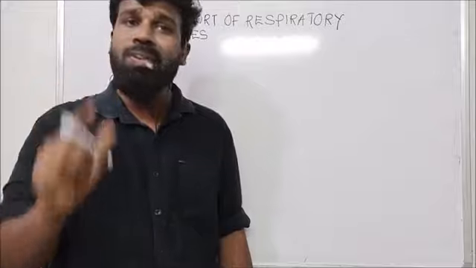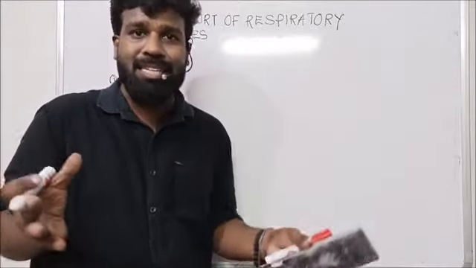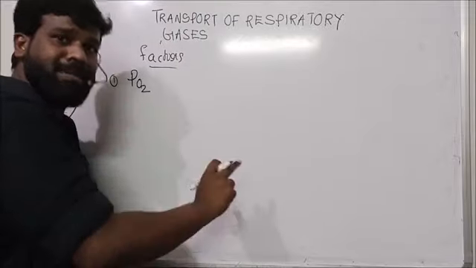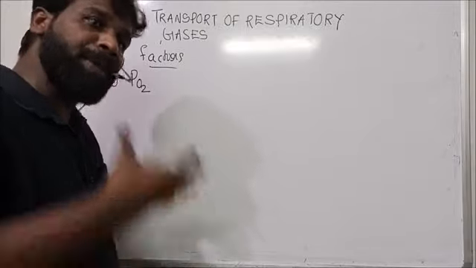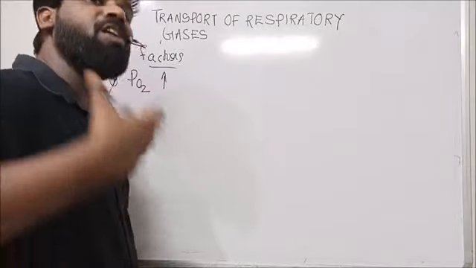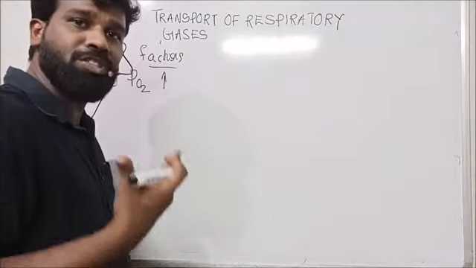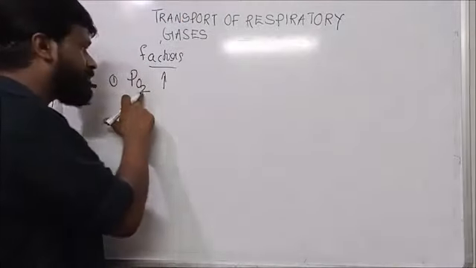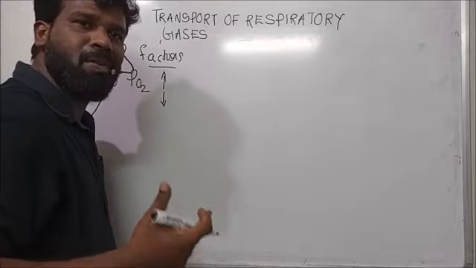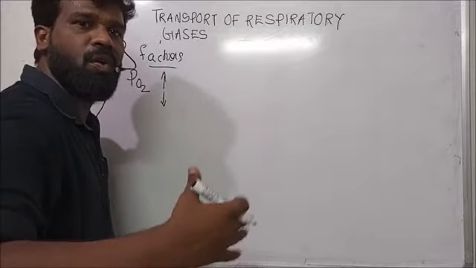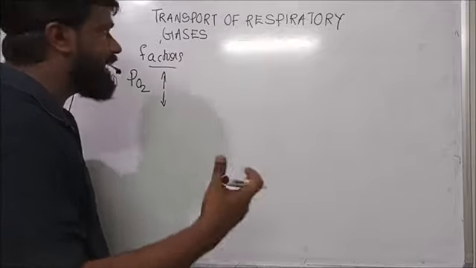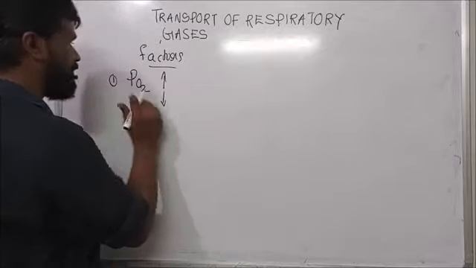Partial pressure of oxygen is the most important factor that affects the association and dissociation of hemoglobin and oxygen. So the first factor is partial pressure of oxygen. This is the most important factor because when PO2 increases, the binding of hemoglobin with oxygen also increases. That means the percentage of saturation of hemoglobin with oxygen also increases when partial pressure of oxygen increases. When this partial pressure decreases, the affinity of hemoglobin for oxygen also decreases, so the oxyhemoglobin dissociation will occur. So this PO2 is one of the most important factors which affect the association and dissociation of hemoglobin and oxygen.